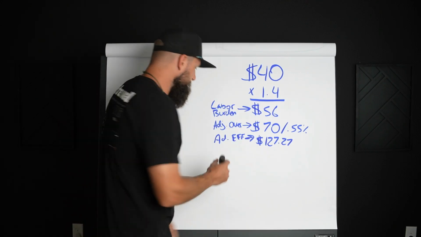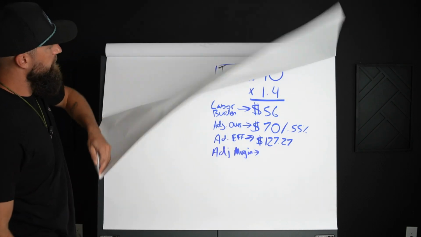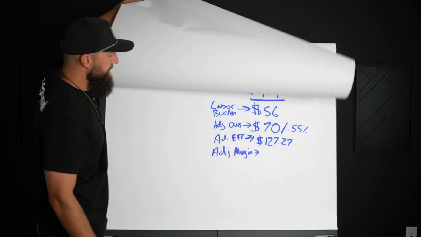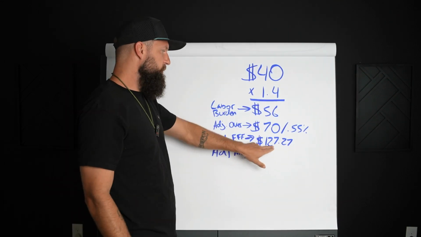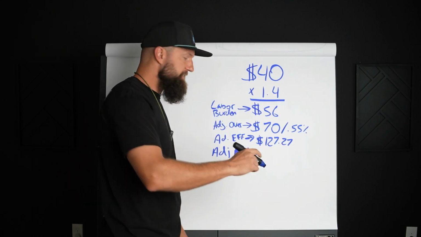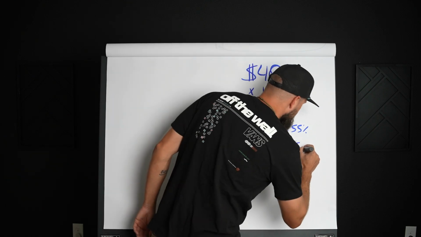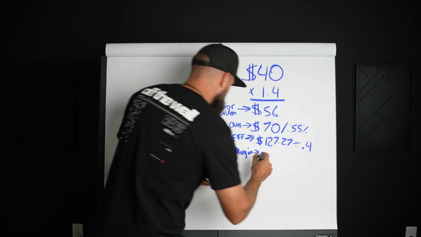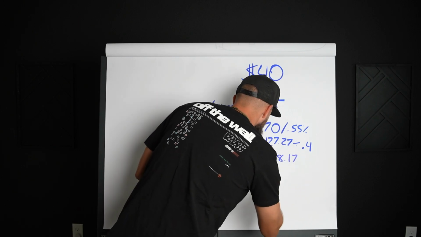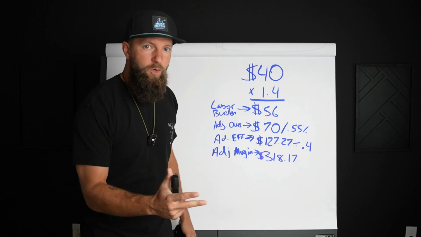Next thing we're gonna do is adjust for our margin. So we know we want a, what did we say? We want a 60% desired margin on our P&L. So we're gonna take 127.27 and we're gonna divide it by the inverse of the desired margin. So to get a 60% margin, we're gonna divide by 0.4. That comes out to $318.17.